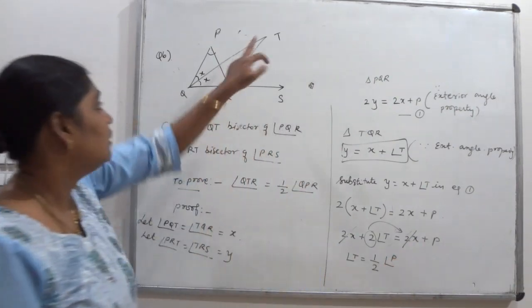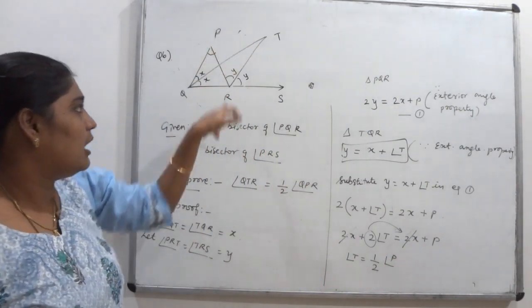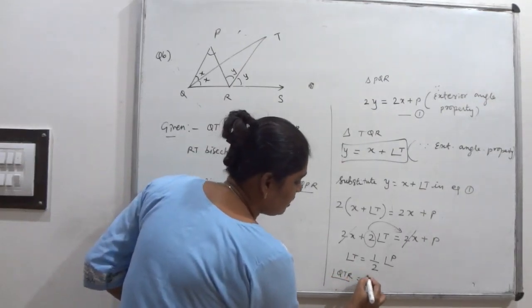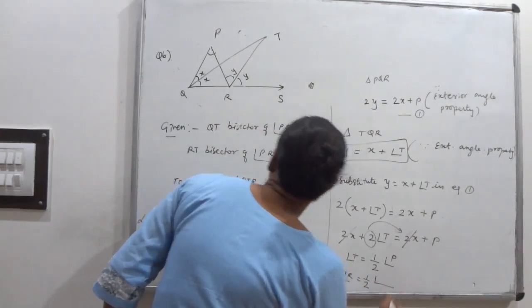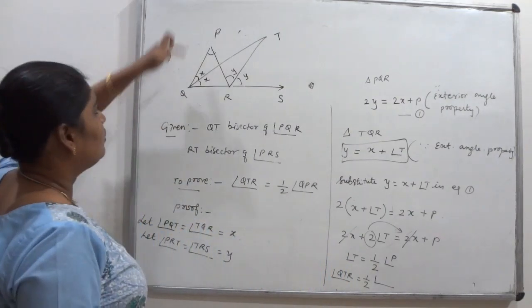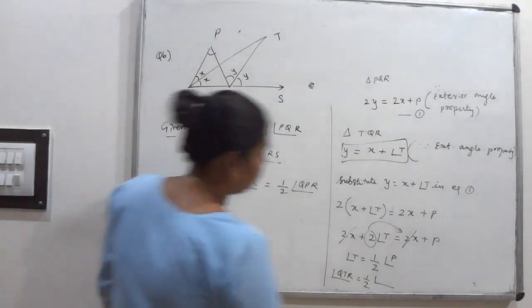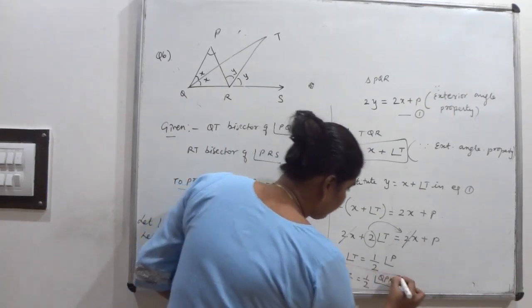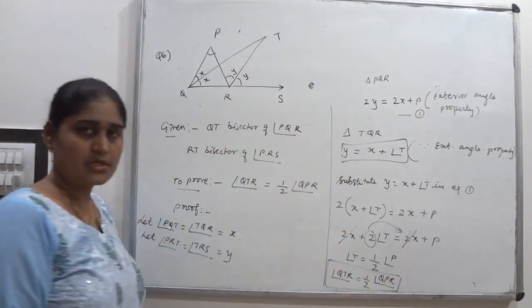T means what? Angle QTR is equal to half of angle P, which means QPR. Hence proved. Okay. Very important question it is. Thank you.